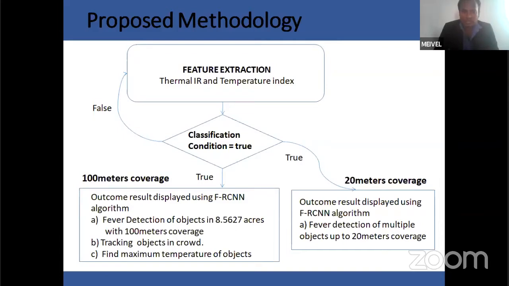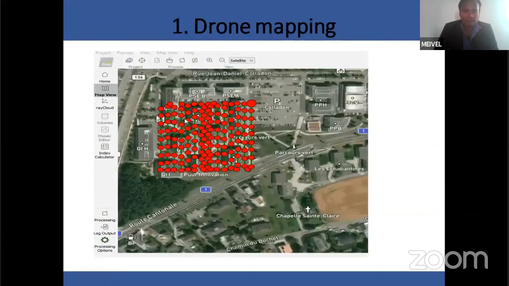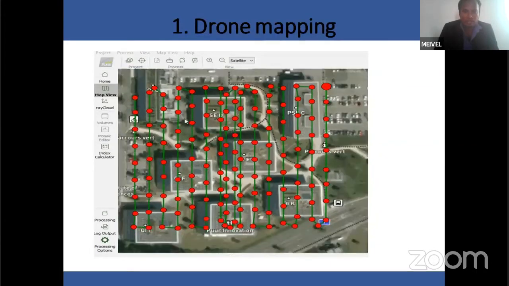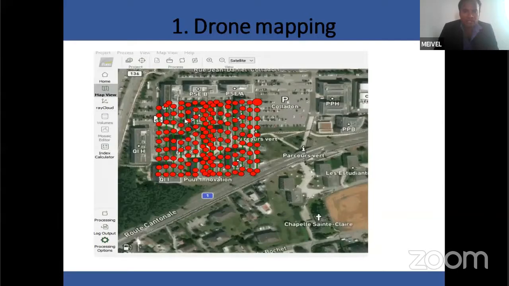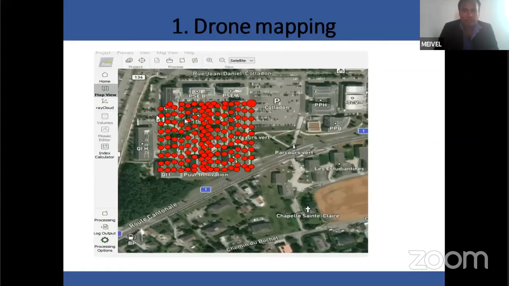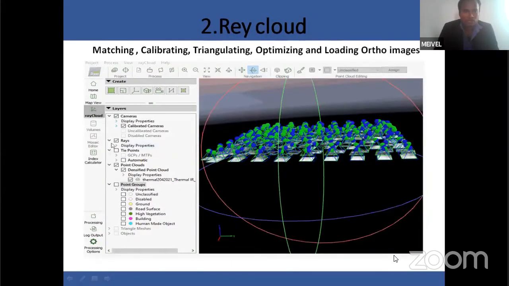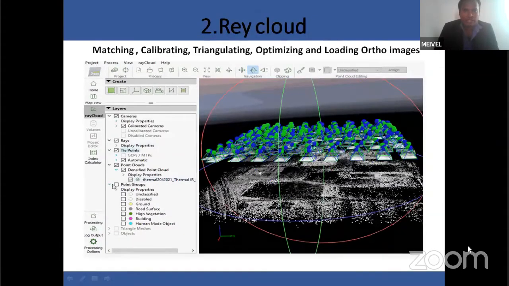After feature extraction, I classify the temperature value. I got two results, at 20 meters and at 100 meters coverage from the earth. The drone coverage gives the fever detection value using the Faster R-CNN algorithm. In the first step, I cover the drone mapping: 136 thermal images covered a separate location, similar to a hospital.